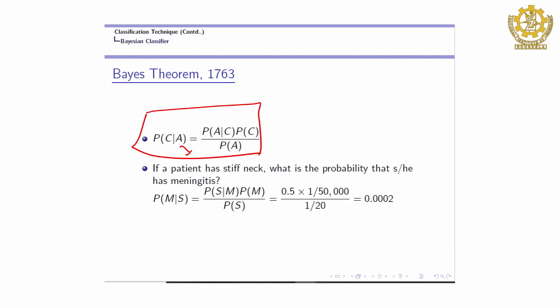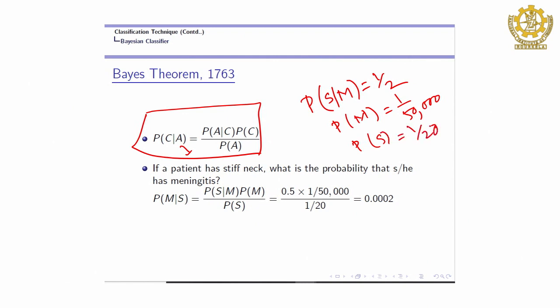In the earlier example, the probability of a stiff neck when you know there is meningitis is one half. You also had the information that the probability of meningitis in general is 1 by 50,000, and more information: the probability of a stiff neck is 1 by 20.